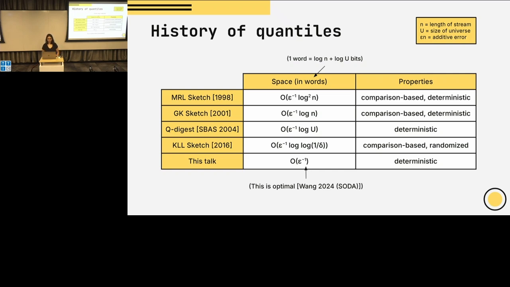Another interesting quantile sketch is the GK sketch, or the Greenwald and Khanna sketch. This one takes epsilon inverse log n words of memory. And this is not comparable to Q digest. It's not clearly bigger or smaller.